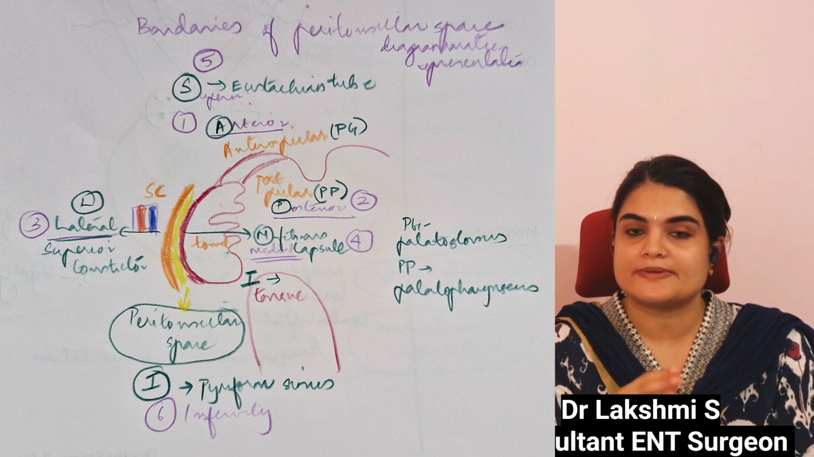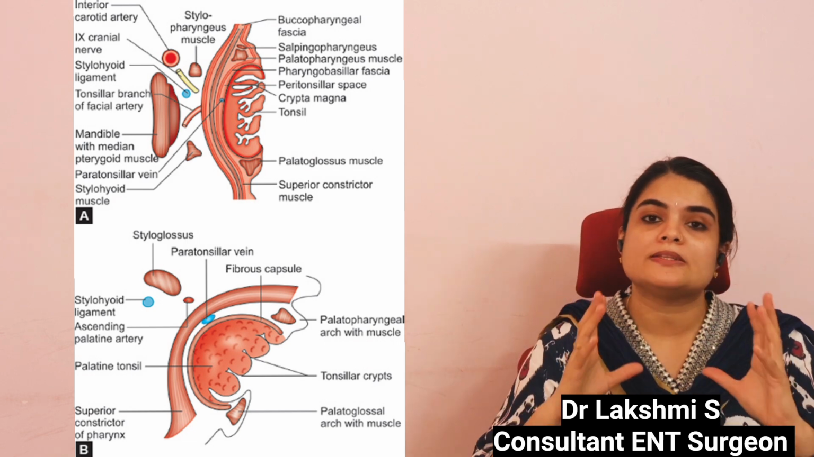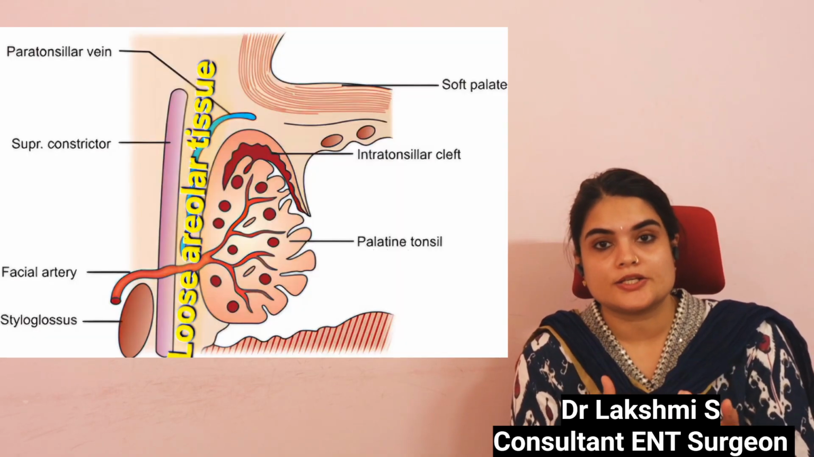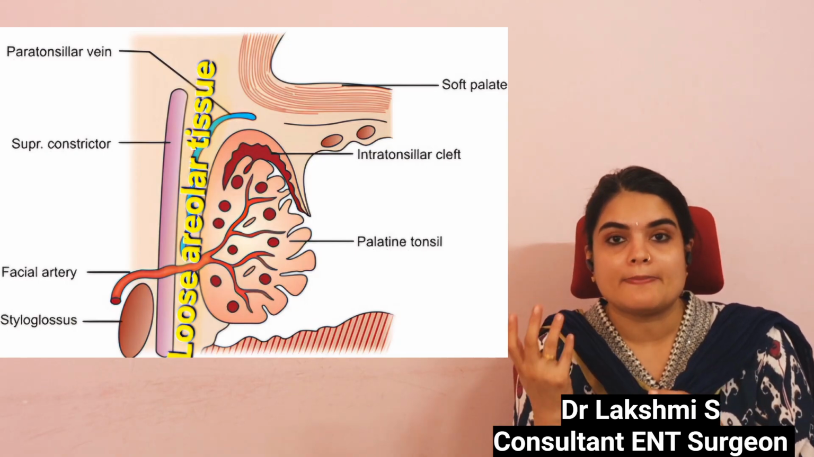Why is it a potential space? Because it can expand and the pus can fill into the space. That is why it is known as a potential space. The problem with the peritonsillar abscess is it has connection to all these areas and can spread to the surrounding structures faster. The peritonsillar space contains loose areolar tissue which helps in rapid expansion and spreading of the abscess into the parapharyngeal space, base of tongue, etc.